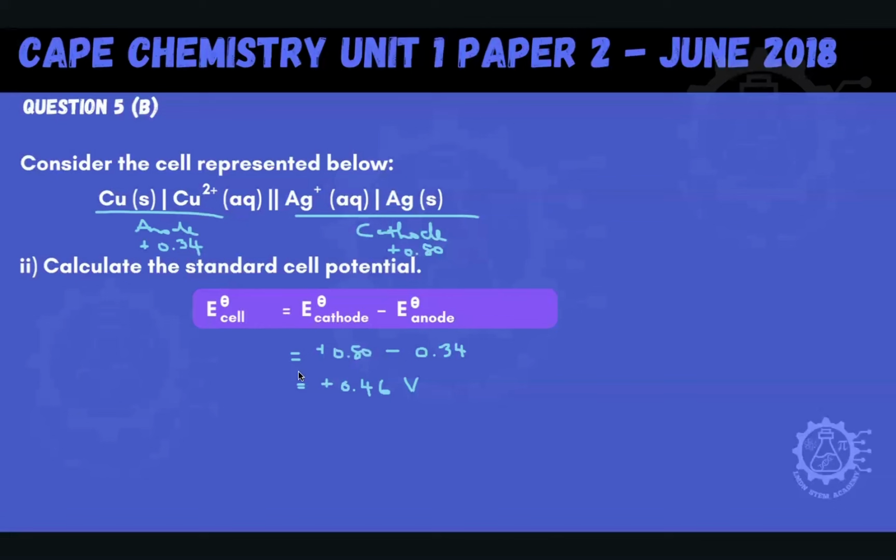Applying this formula to calculate the standard cell potential, I plugged in the 0.80 here, and then I plugged in the 0.34 here for the anode, and I came out with a value of positive 0.46 volts, okay? So that's my standard cell potential for this pair. It's positive 0.46 volts. So let's keep that number in mind. All right, so let's clear this and move on.